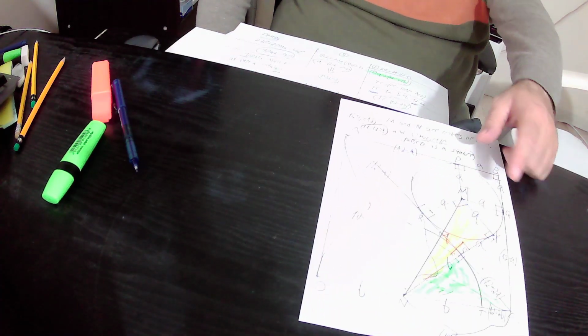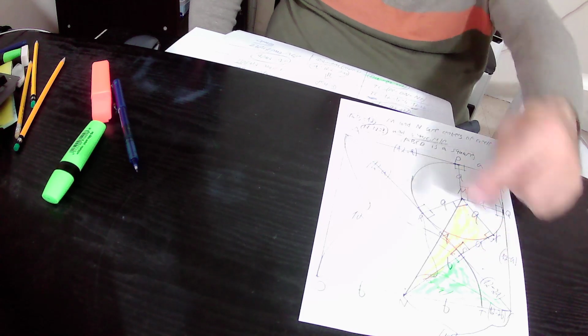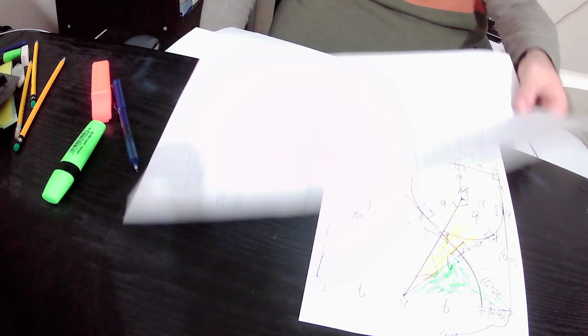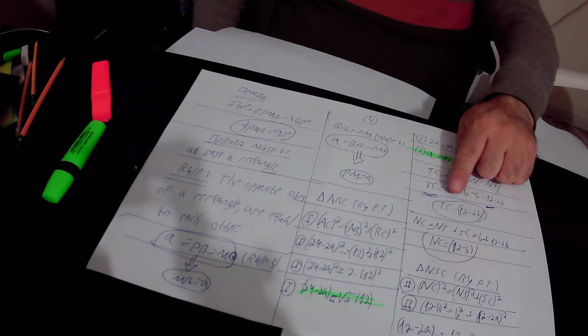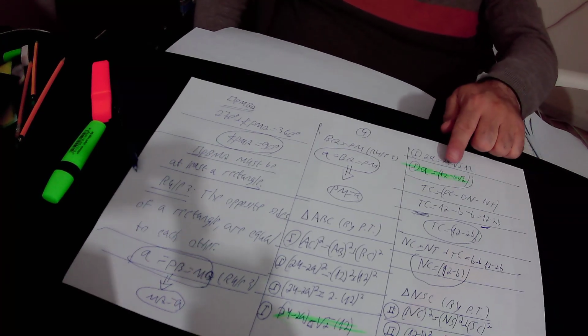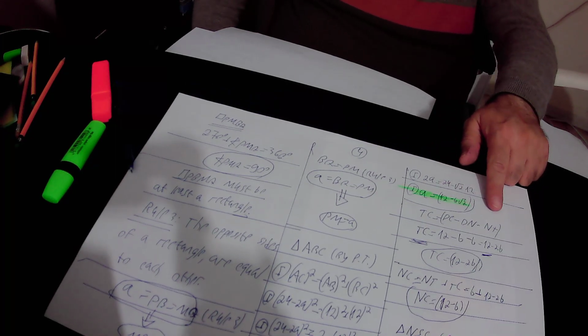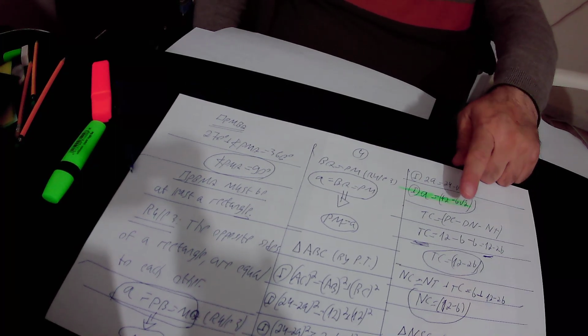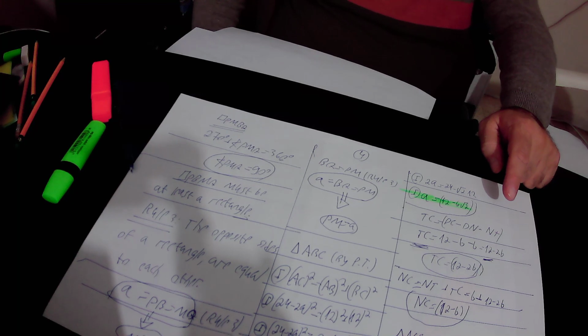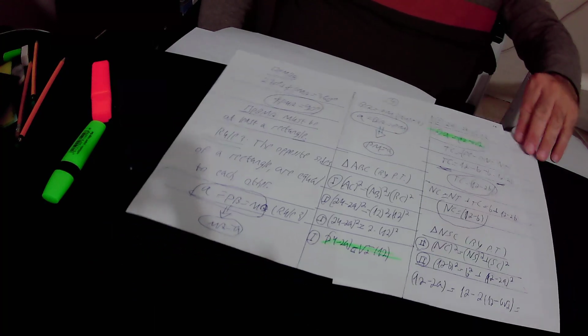What is the value of line segment TC? From the drawing, it is very easy to see that the length of line segment TC will be equal to DC minus DN minus NT. So TC equals DC, that is 12, minus DN, that is B, minus NT, that is also B. In conclusion, TC equals 12 minus B minus B, which is 12 minus 2B. So TC, in conclusion, equals 12 minus 2B.